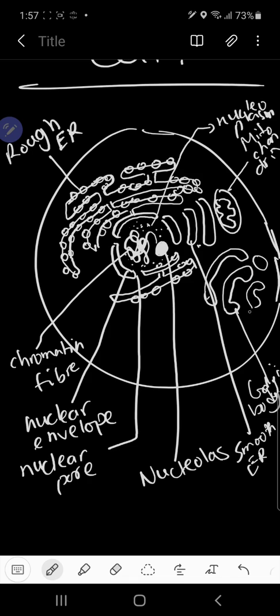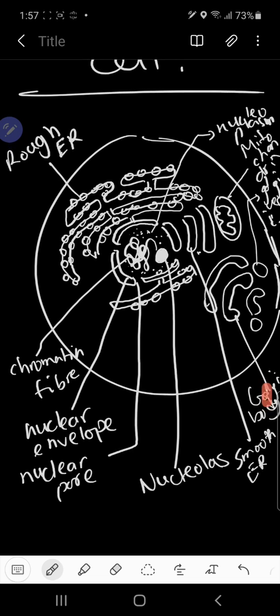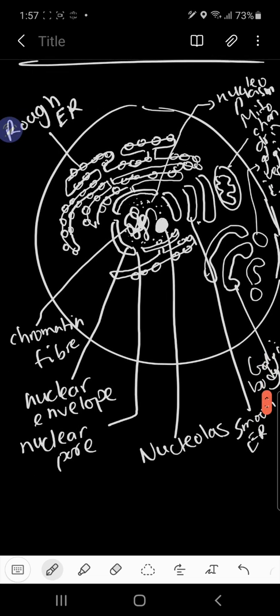Okay, sometimes there are larger ones. These circular ones are actually called the Golgi vesicles. Golgi vesicles. Okay, sorry, I do not have enough space to write. I'm extremely sorry for that. But they're called Golgi vesicles, as you can see.